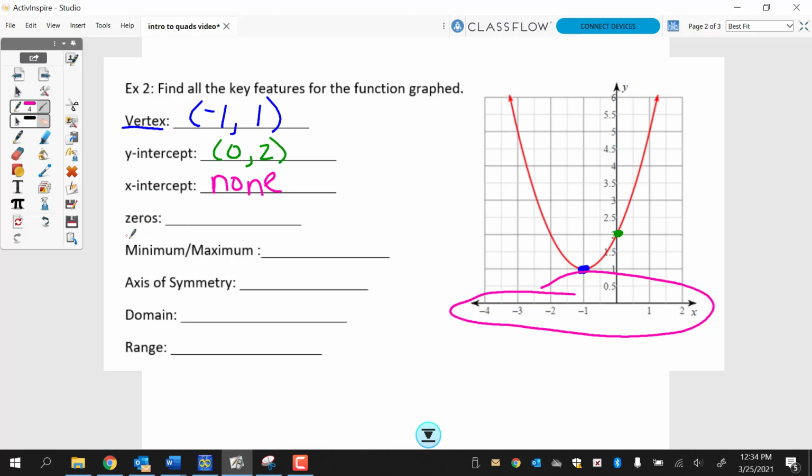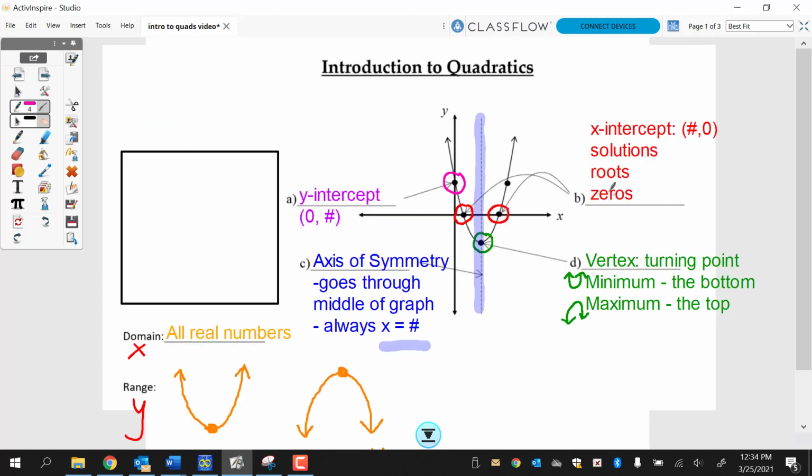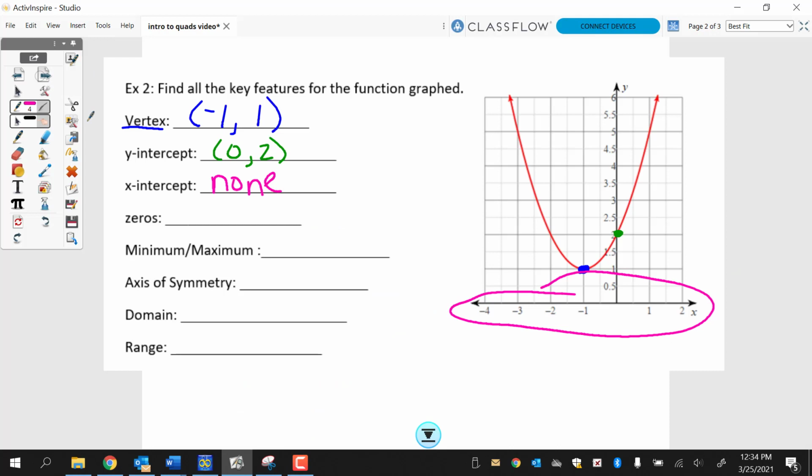The next one says zeros. We know zero was one of our words that just means x-intercept. So I'm going to put x-intercept next to that. Whatever I just said was the x-intercept, we know zero is the same thing. So if there were no x-intercepts, then there's also none for zeros.